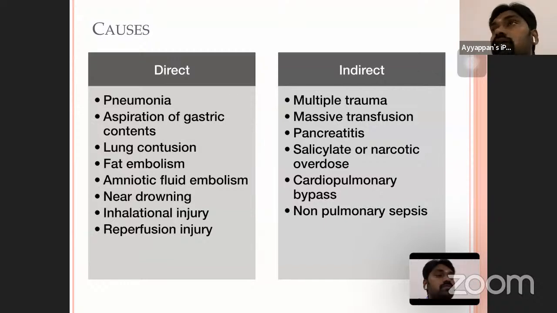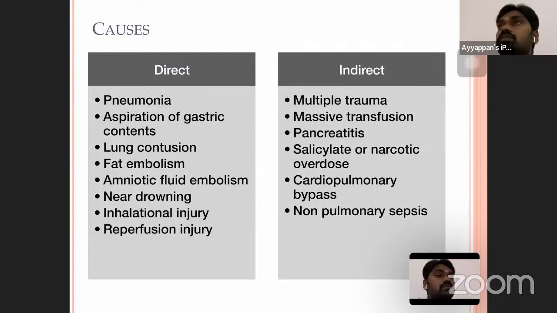Coming to the causes which most commonly lead to ARDS, they can be broadly classified into direct and indirect. What do you mean by direct causes? Direct causes are the ones which cause injury to the alveolar capillary epithelia. So there is a direct injury to the lung parenchyma. So what are all the direct causes? Pneumonia or infection of the lung, aspiration, near drowning, lung contusion, and inhalational injuries are the most common direct causes which progress to ARDS.